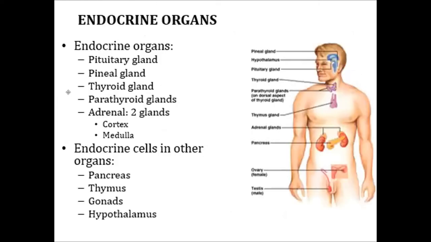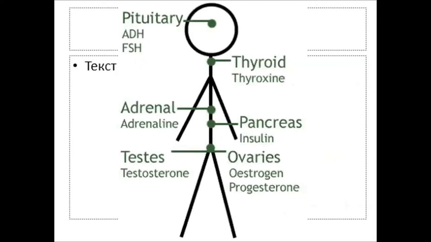Endocrine glands are the pituitary gland, pineal gland, thyroid gland, parathyroid glands, and the adrenal glands, two glands with cortex and medulla, and a big portion is endocrine cells in other organs. It's in the pancreas, thymus, gonads, and some in the hypothalamus. The hypothalamus is a part of the brain, but from time to time it's connected with endocrine organs.